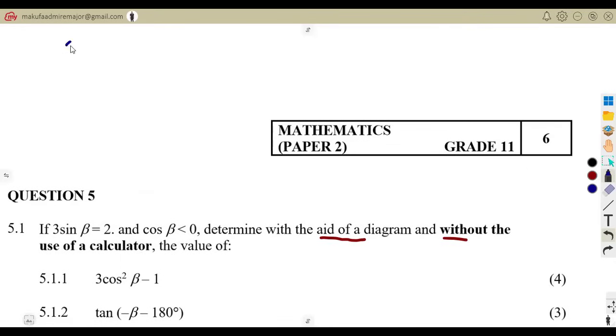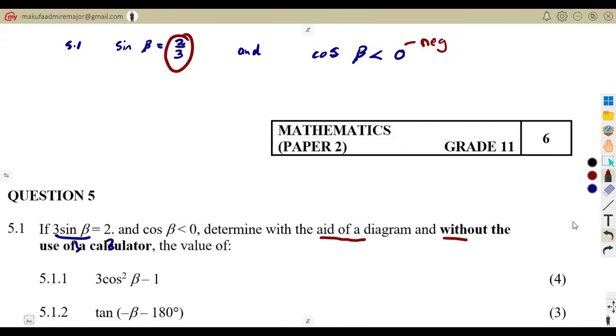They gave us 3 sine beta, so simply divide by 3, and you are going to obtain the sine of beta. So the sine of beta is 2 over 3. And also you are given that the cos of beta is supposed to be less than 0. That's a negative value. If something is less than 0, that's a negative. Whereas the sine beta that we see is already given. We can see this value, guys.